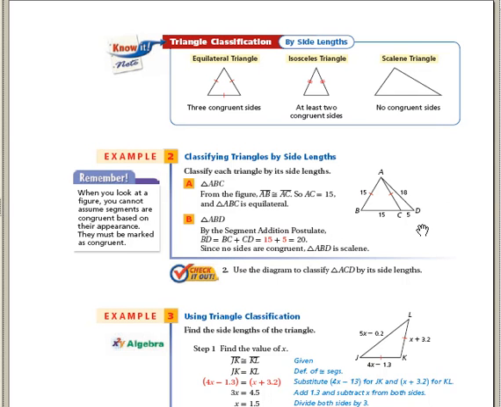Again, we want to be able to look at a problem like this, look at triangles, and be able to classify them accordingly as well.